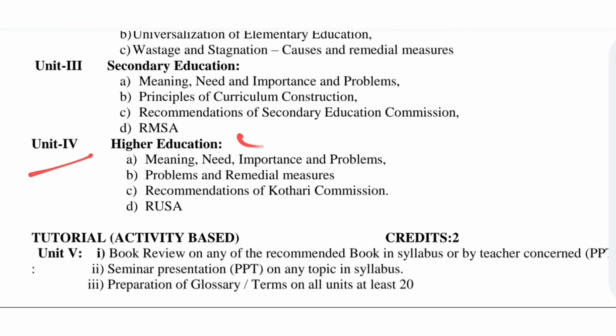Unit 4 is higher education, and in this unit you have to study A, meaning of higher education, need and importance of higher education, and problems related to higher education. Then problems and remedial measures related to this higher education. Then you have to study recommendations of Kothari Commission regarding higher education, Daulat Singh Kothari. And then you have to study D, RUSA, Rashtriya Uchchatar Shiksha Abhiyan.